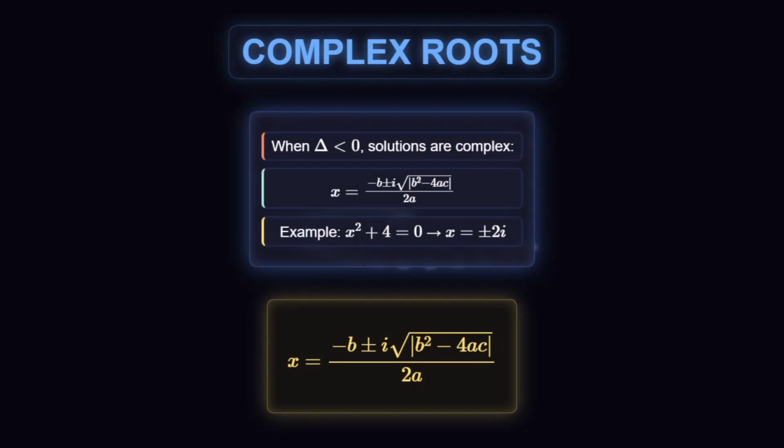When the discriminant is negative, solutions are complex numbers. We write x equals negative b plus or minus i times the square root of the absolute value of b squared minus 4ac, all over 2a. For example, x squared plus 4 equals 0 gives x equals plus or minus 2i.